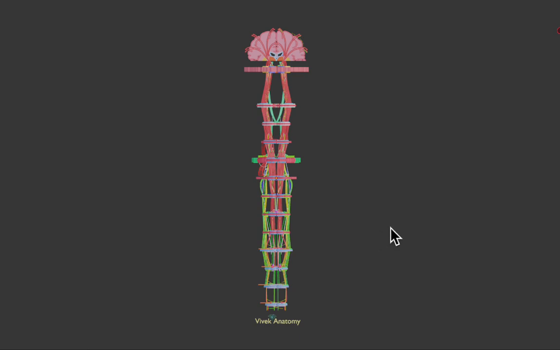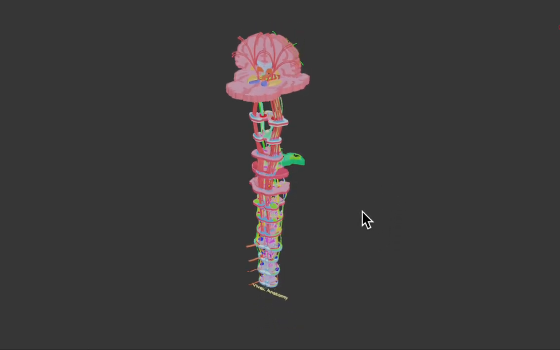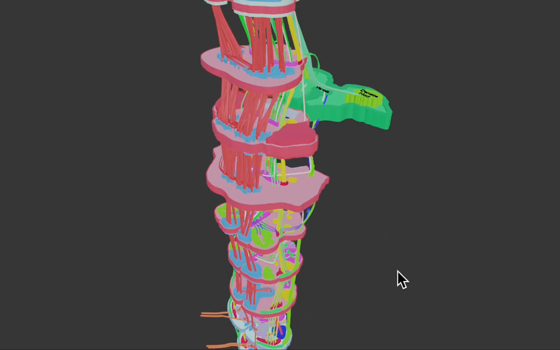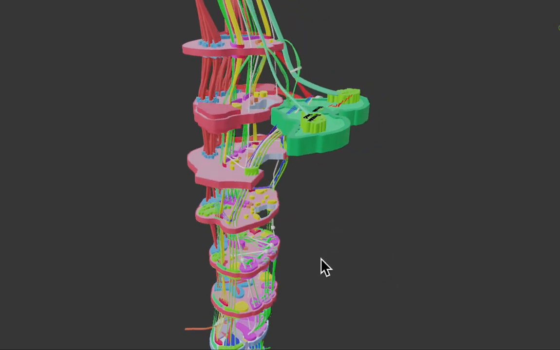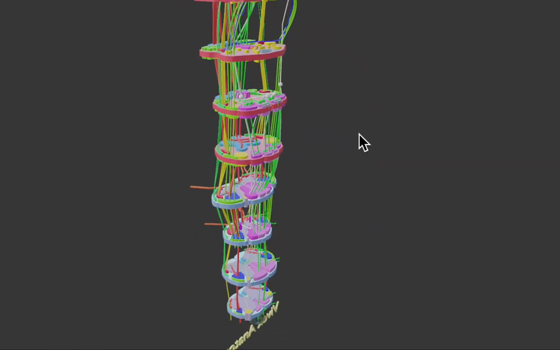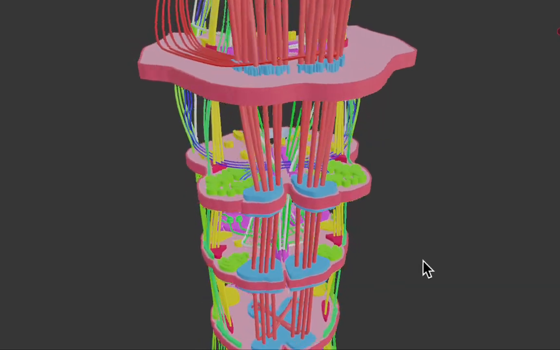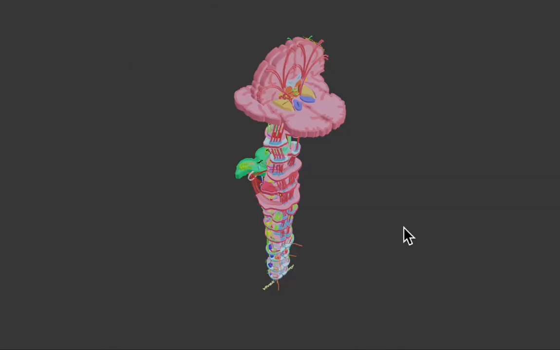Hi everyone, here in front of you is the beautiful composite model of all the tracts of the spinal cord. If you look around, you can even see that the individual nuclei of the brainstem and the individual tracts of the spinal cord, everything is included here. Overwhelming, isn't it? But that's not going to stop us from learning the neuroanatomy.